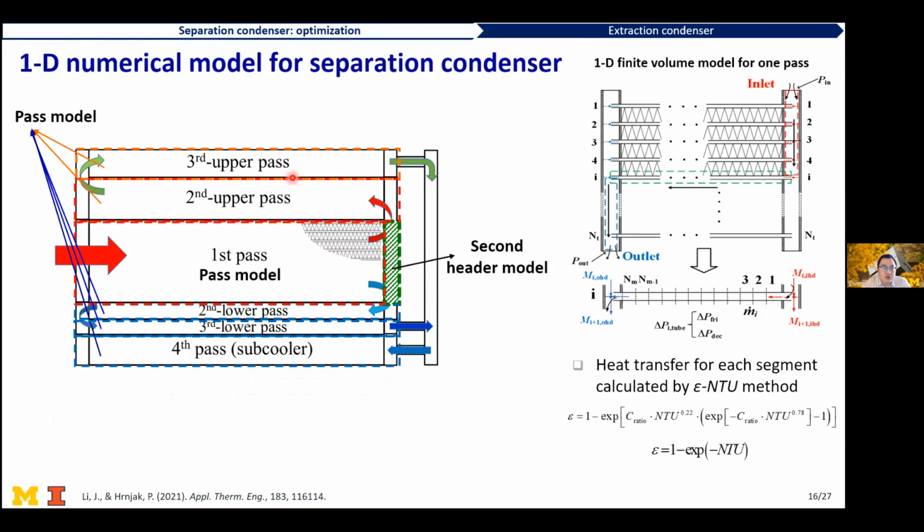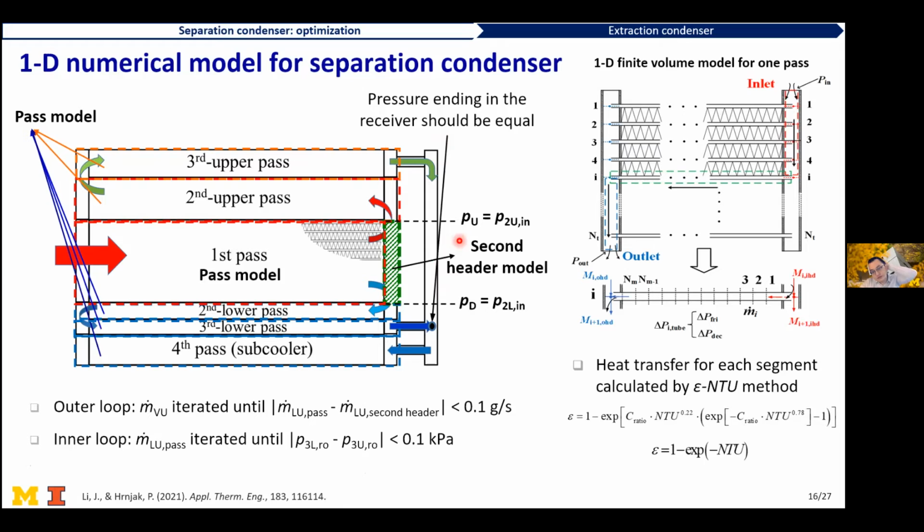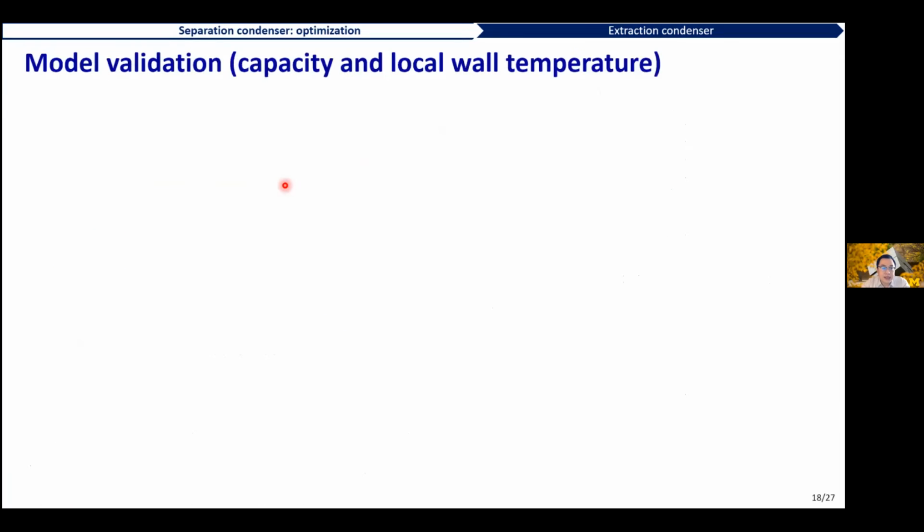And for each downstream pass, the pass model is still being used. And since these two streams combine in this receiver, the pressure in the receiver should be equal. So iteration will be needed to get these two pressures to be equal. So that is the basic logic to build this separation condenser model. And we have validated our model both on bulk and locally.